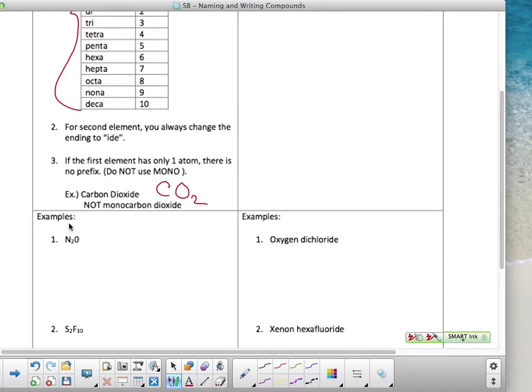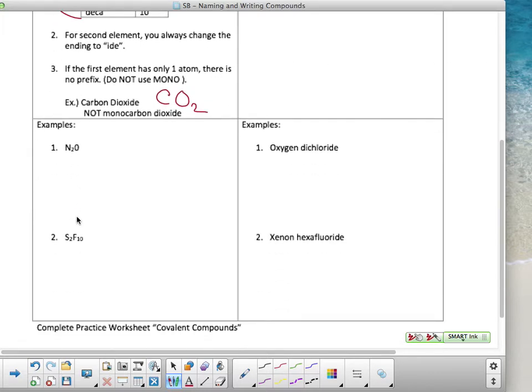If I have N2O, the first thing I want to do is realize it's a covalent bond. And because it's covalent, I can then name it as I see it. My first element here is nitrogen, so I write nitrogen. Then I'm going to add di in the front. My last one, I have one atom of oxygen, so I have to use mono on my last one, and I would write it as monooxide. So it's dinitrogen monooxide.